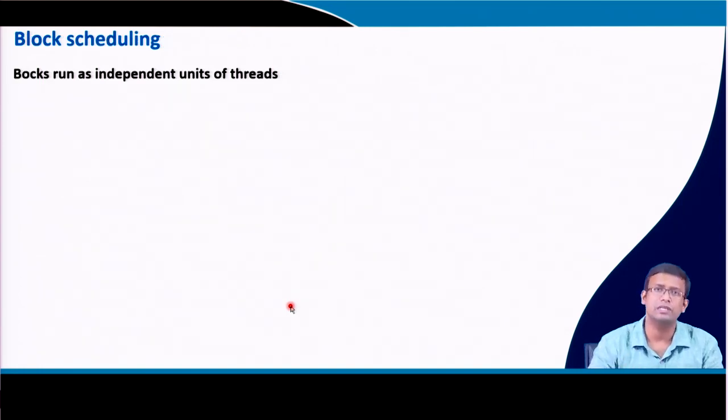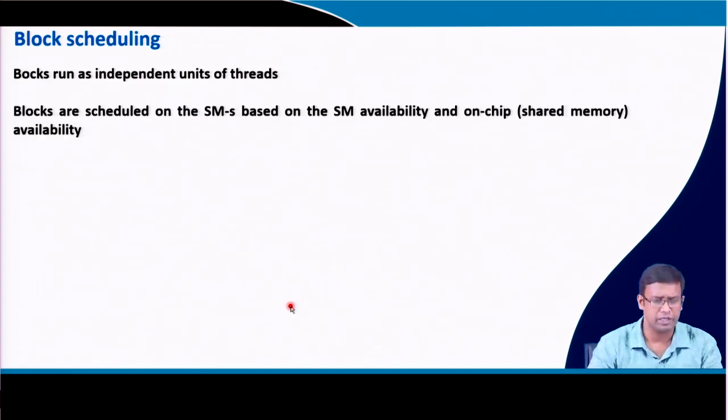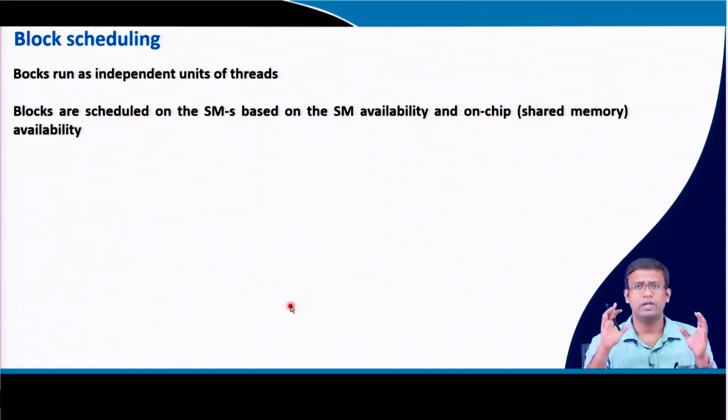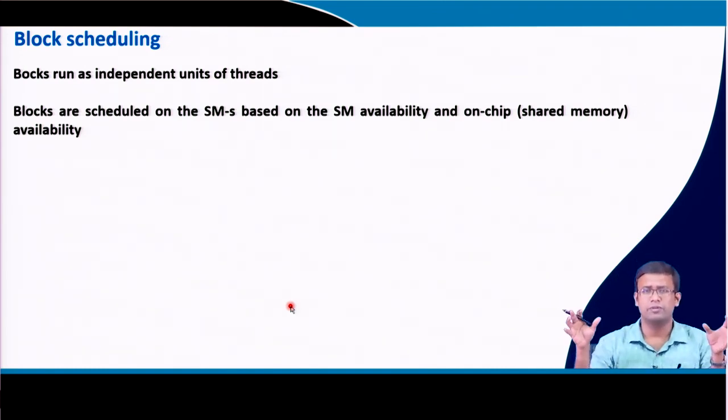How are the blocks scheduled? Blocks run as independent units of threads. Blocks are scheduled on a streaming multiprocessor based on the availability of the streaming multiprocessor. So there are 80 streaming multiprocessors, but more blocks. 80 will go to 80 different streaming multiprocessors.